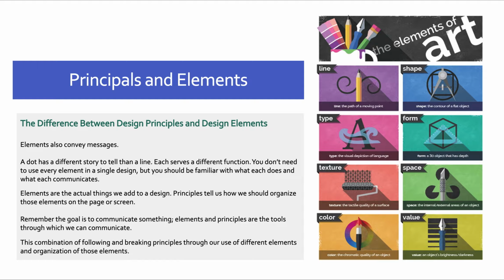So elements convey messages. For instance, a dot has a different story to tell than a line. And we keep going back to that word story, and we're going to get more into storytelling. But everything, all fine art, has a story behind it. And we're going to learn to talk about that. So when you're putting that dot on there, what's its story? If you're putting a line on there, how does it relate to the story?